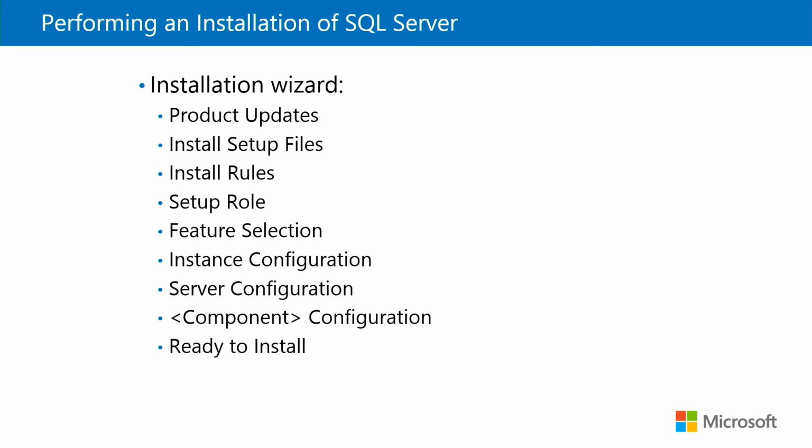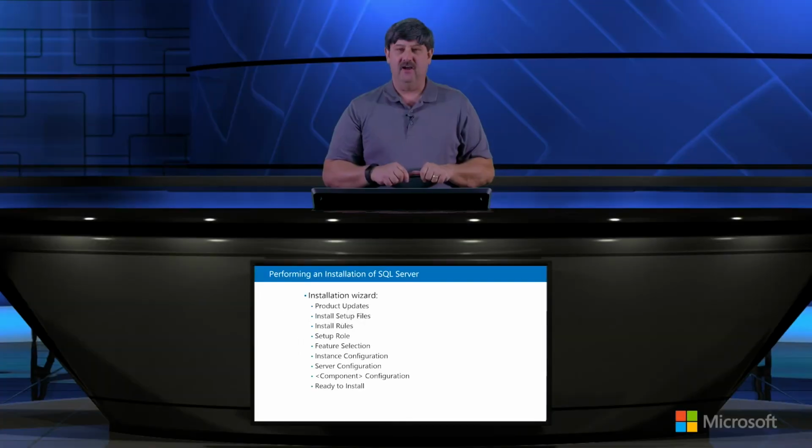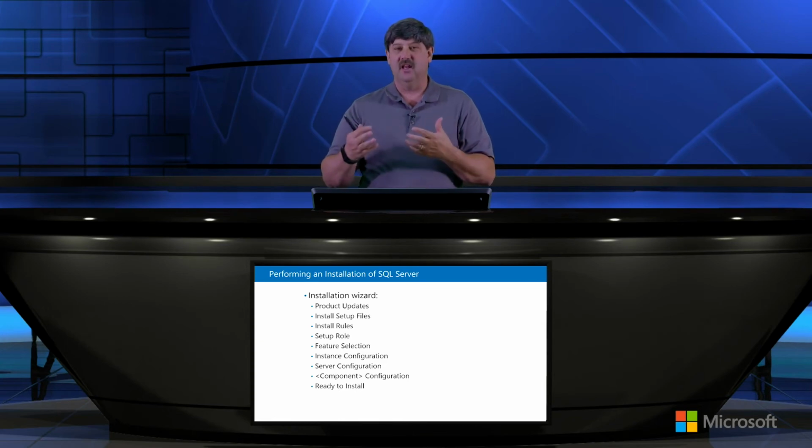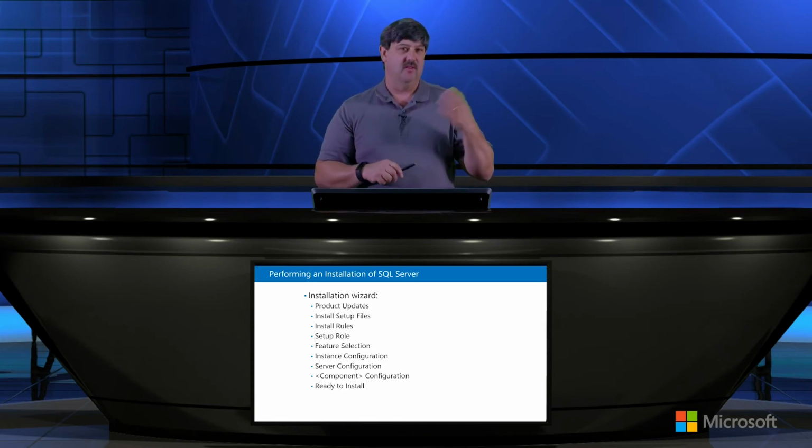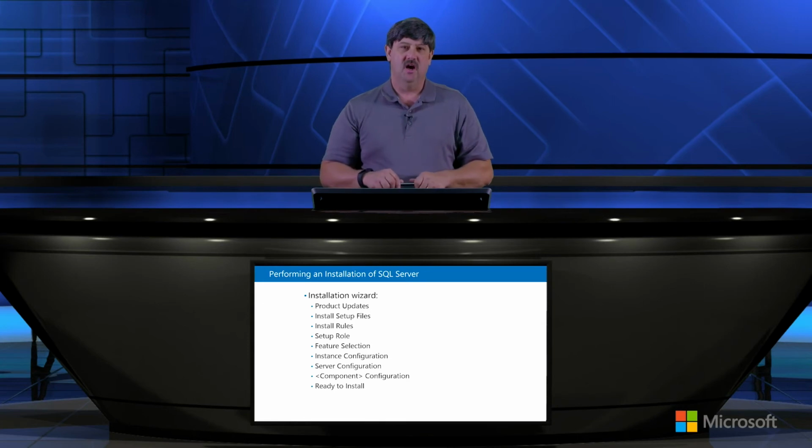Then from there, you have the license agreement screen. You must agree to the license agreement before you can move further. That'll take you to the product update screen, and the product update screen is actually going to go out and check for updates from the internet. If you don't have an internet connection, you can check the box to tell it not to check for updates currently. That'll move you to the setup files, and it's going to copy the setup files from whatever the installation source location is, whether that's a network share or optical media. It's going to copy the files in.